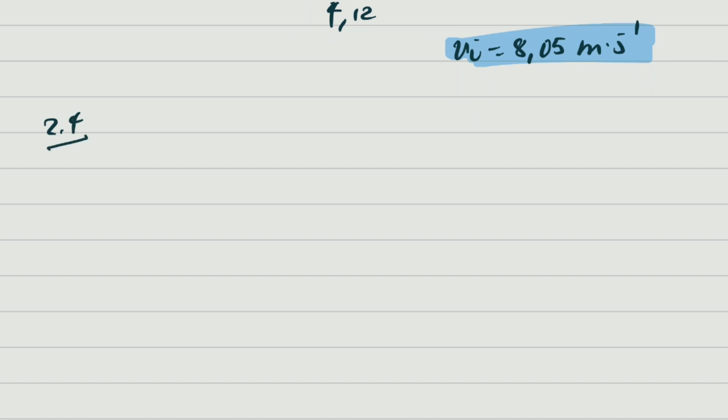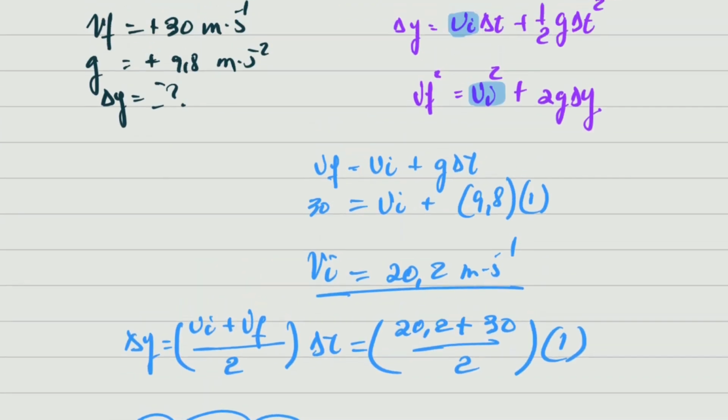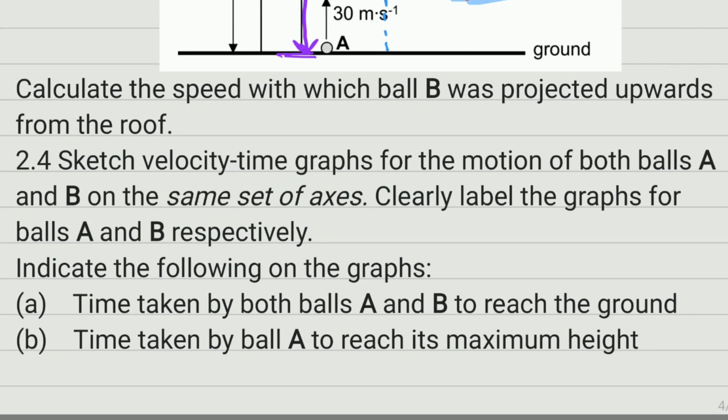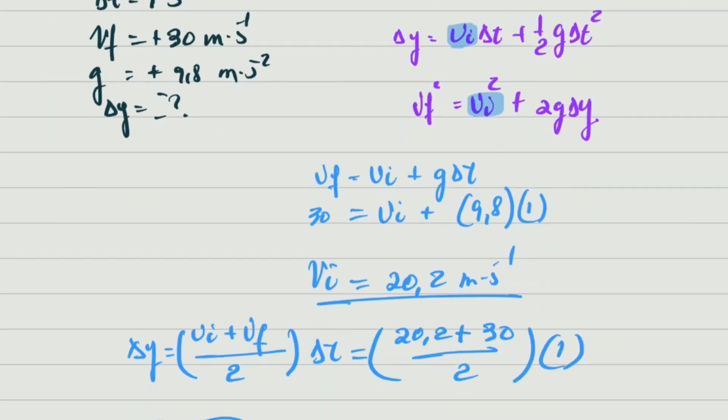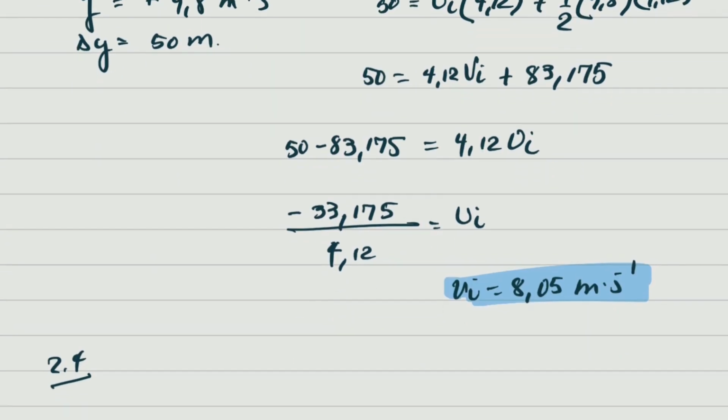Now, question 2.4 here said, let's go to question 2.4. Sketch the velocity time graph for the motion of ball A and ball B on the same set of axes. Clearly label the graph for ball A and B respectively. Indicate the following in your graph: time taken for both balls A and B to reach the ground, time taken for ball A to reach its maximum height. So let's draw the axes and then see how to draw these two graphs on the same set of axes.